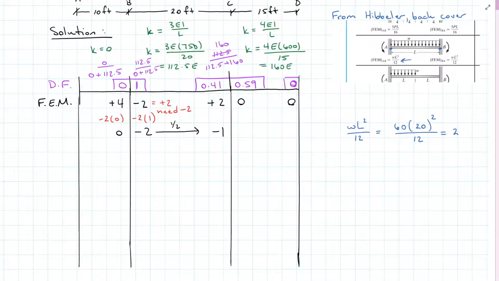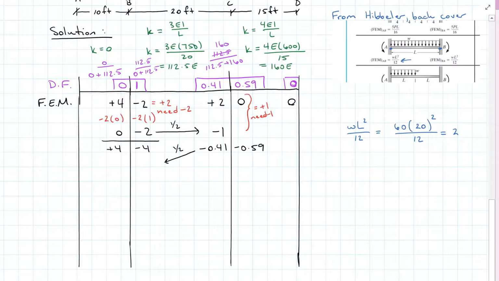Positive 2 plus 0 plus negative 1 means that we are out of balance by positive 1. So we need negative 1. So I'm going to take negative 1 times 0.41, and that gives me negative 0.41. And then negative 1 times 0.59 is negative 0.59. Now when I add positive 2, 0, negative 1, negative 0.41, and negative 0.59, I am now in balance. The answer is 0. The negative 0.41, half of that does not move over because of the 3EI over L.